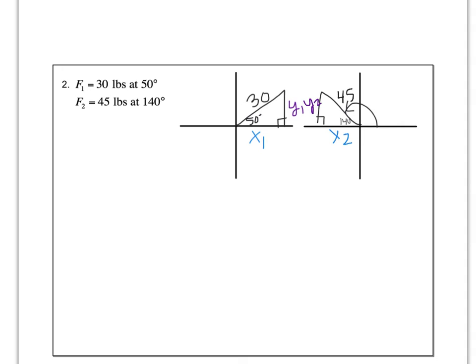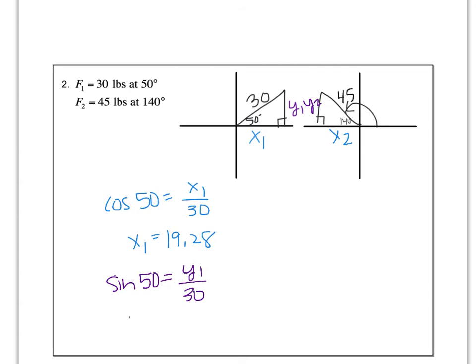So again, to find the horizontal component, it's always cosine. Cosine of 50 is equal to x1 over 30. And then we're going to calculate x1, and you get 19.28. And then to find the vertical component we're using sine to find y. Sine of 50 equals y1 over 30. y1 is going to be 22.98, and then we're going to resolve everything for the second one as well.